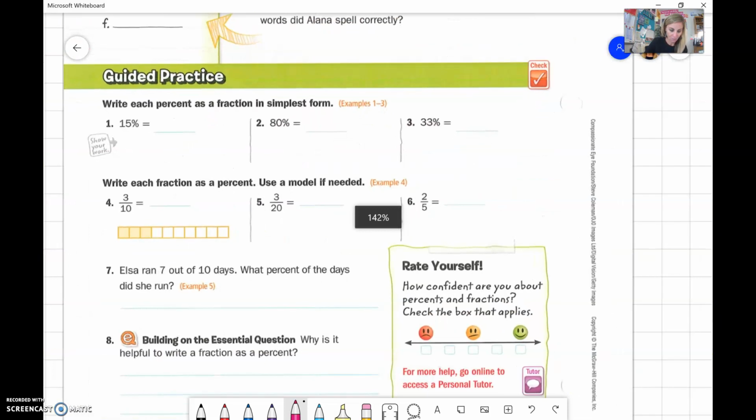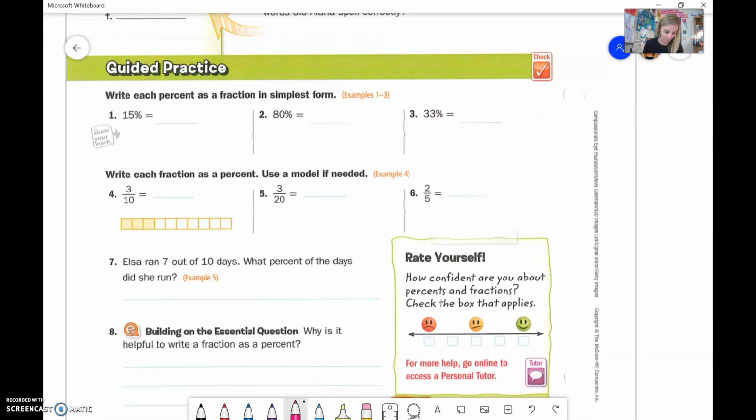All right, let's take a look at the next page over here. We're going to take a look at some of these guided practices. 2 minutes. Okay. 15%, we're going to write as a fraction in simplest form. 15 out of 100. We know that we can divide each of these by 5, which is going to give me 3/20. That's as low as it will go.